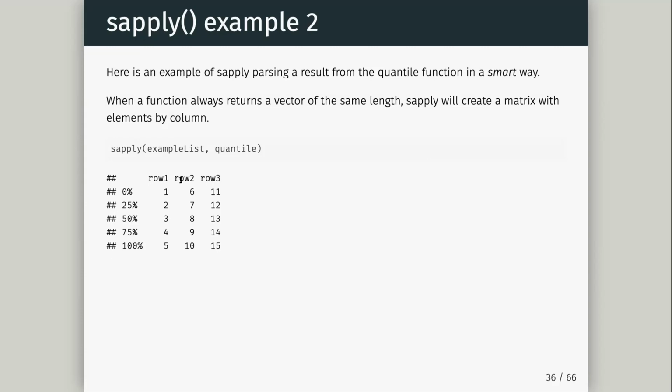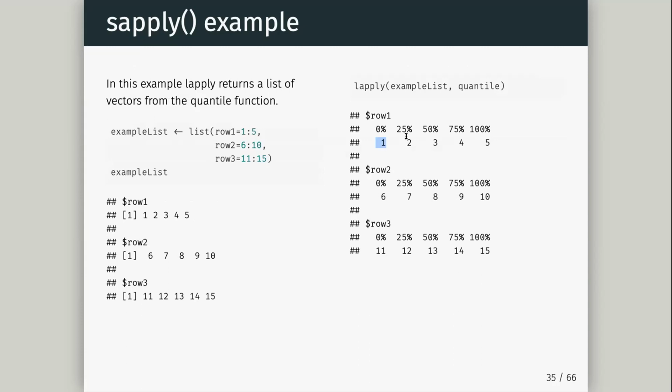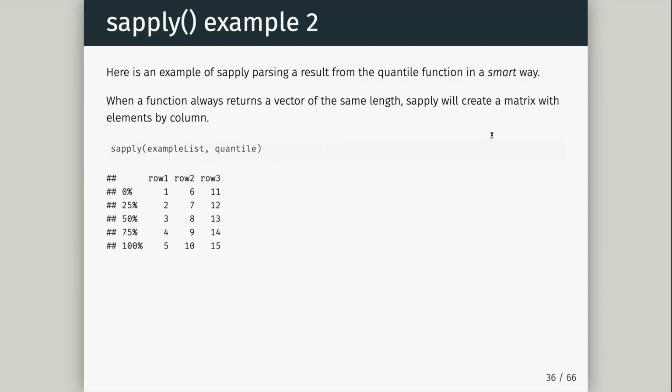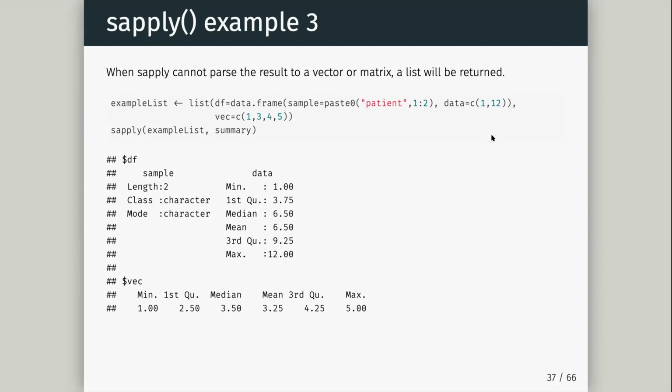If it feels that everything can be put into a table for you, and typically if lapply would return multi-length vectors and all the vectors are the same length, it's going to try and give you a table. If it can't give you a table, it will try and give you a vector. But if it can't do either, it just reverts back to a list.